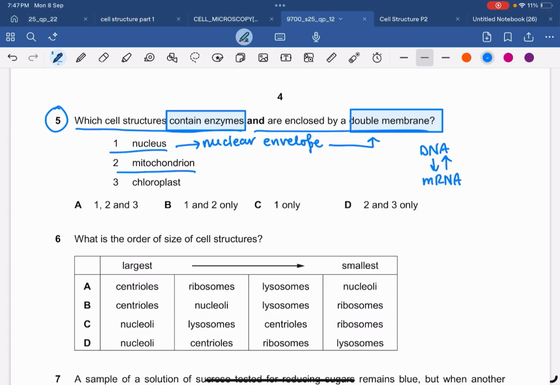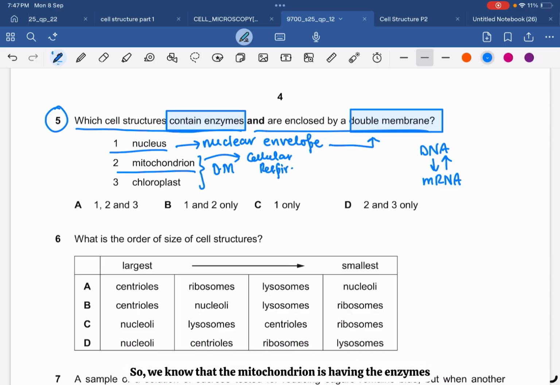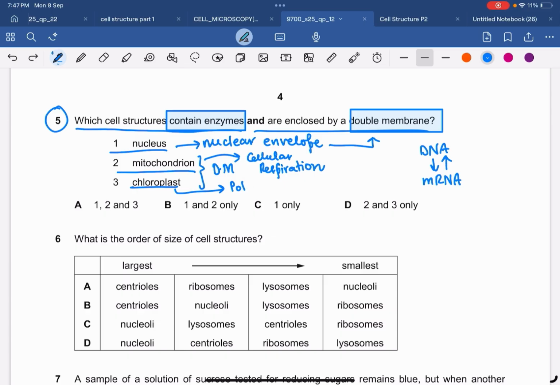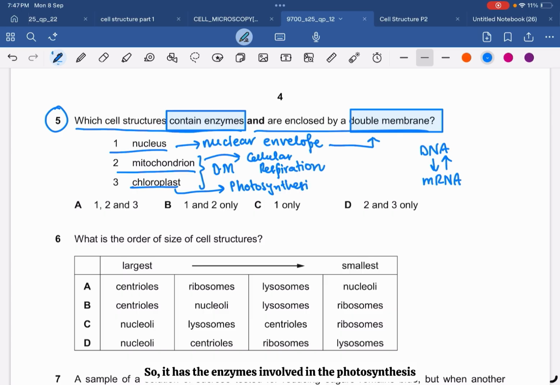the mitochondrion. We know that the mitochondrion and the chloroplast are both double membrane bound organelles and they both contain enzymes, right? The mitochondrion contains enzymes, because we know that the mitochondrion is the site of cellular respiration, so it has the enzymes which take part in respiration. And the chloroplast is the site for photosynthesis, so it has the enzymes involved in photosynthesis.